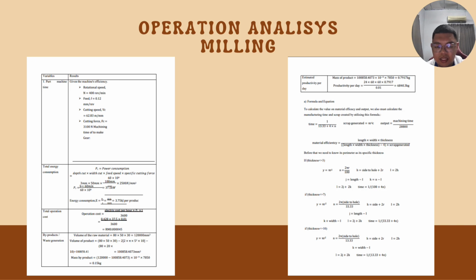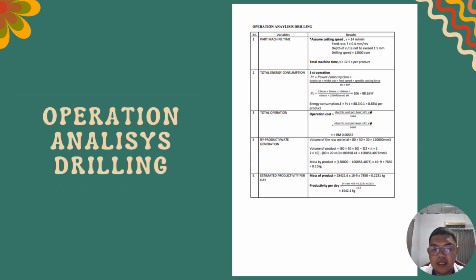Okay, the last one is the estimated productivity per day. So we can make 6,840.3 kilogram per day for the milling process. Okay, next, operation analysis for drilling. The process is the same as the milling process.